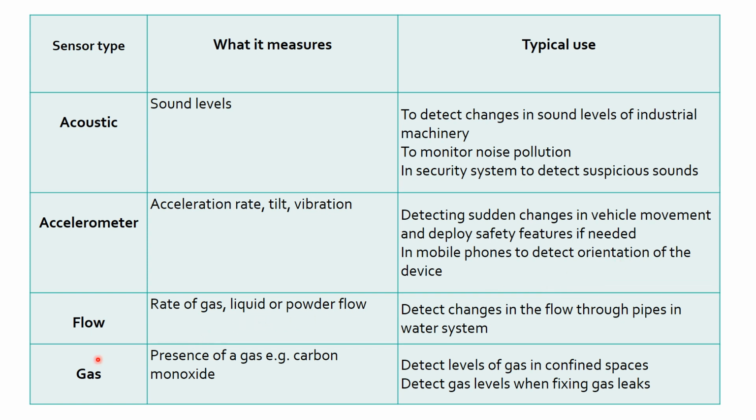The next sensor is flow. It's used to measure the rate of gas, liquid and powder flow, and to detect changes in the flow through pipes in a water system. The next sensor is gas. It's used to measure the presence of a gas. For example, carbon monoxide detects levels in confined spaces.